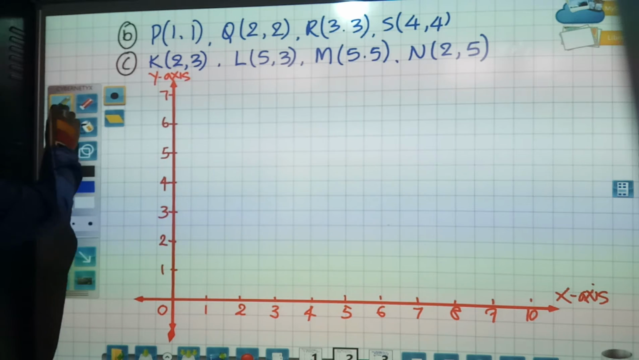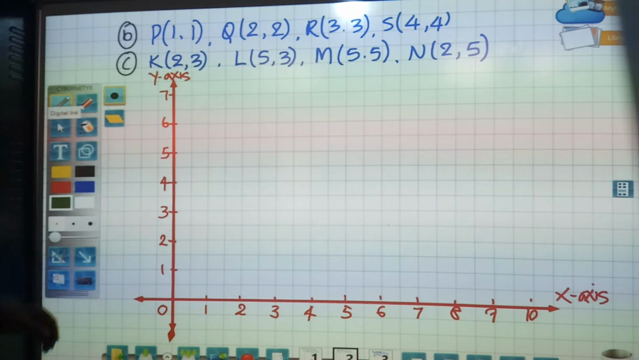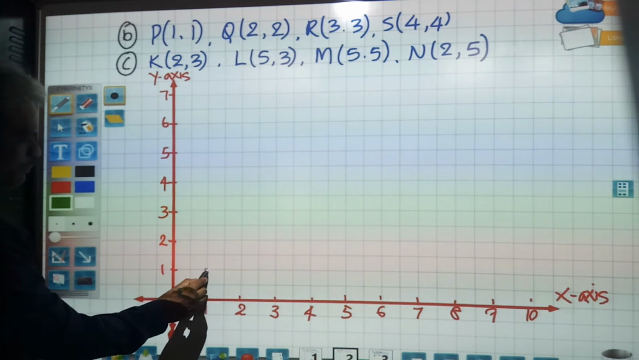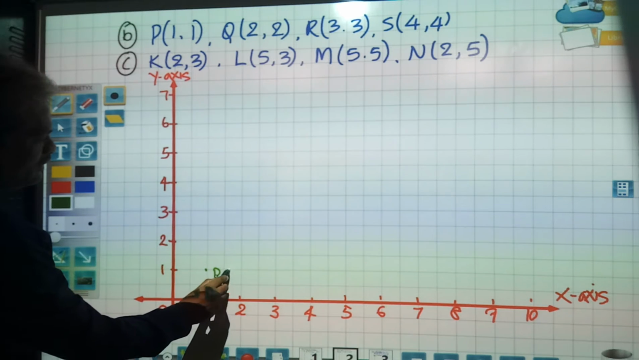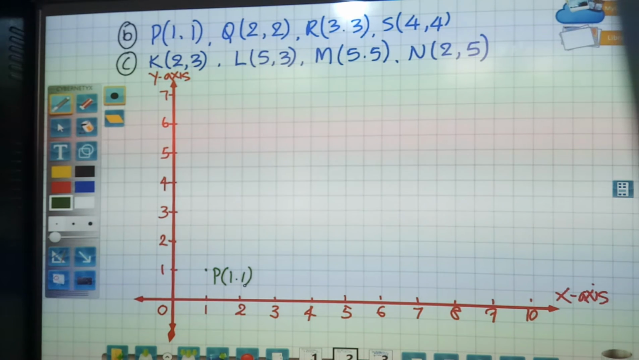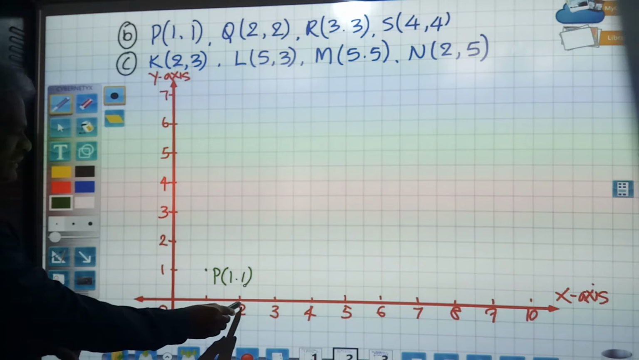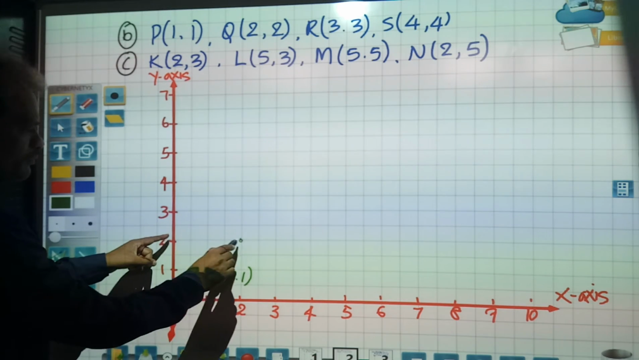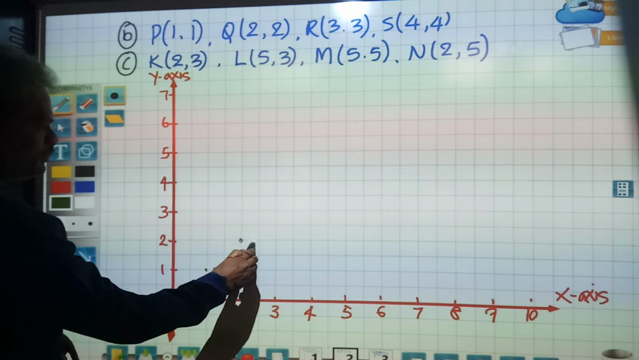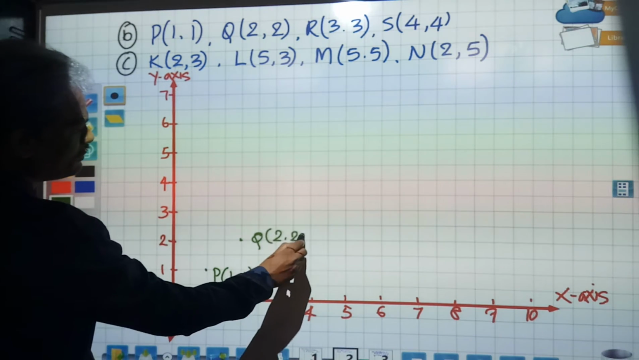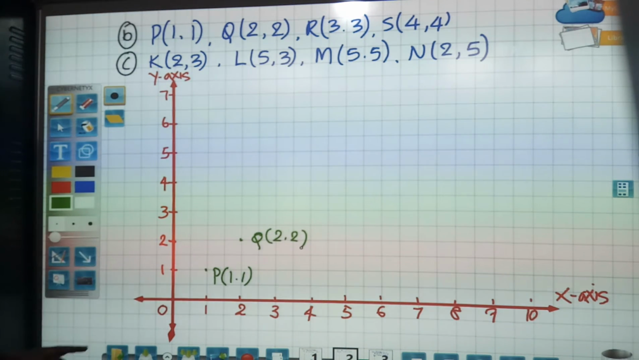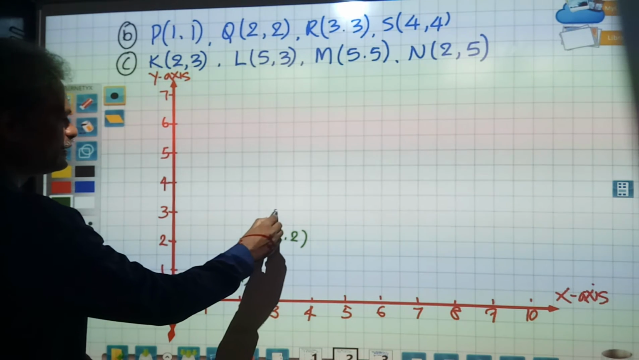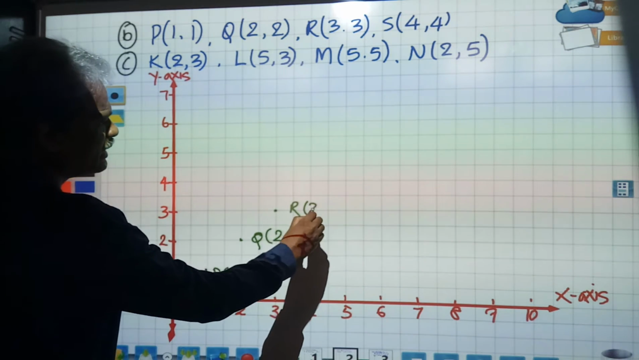So, you can see the point here, P (1, 1). Along the x-axis you go 1 unit and along vertically you go another unit. That is the point. You can locate that point P. It is (1, 1). Then the second point Q (2, 2). Along the x-axis you go 2 units and from there you go upward 2 units. So 2 units along the y-axis. That is point Q (2, 2). Okay. Then point R, it is (3, 3). Along the x-axis you go 3 units. From there you go vertically upward 3 units. So that is point R (3, 3).